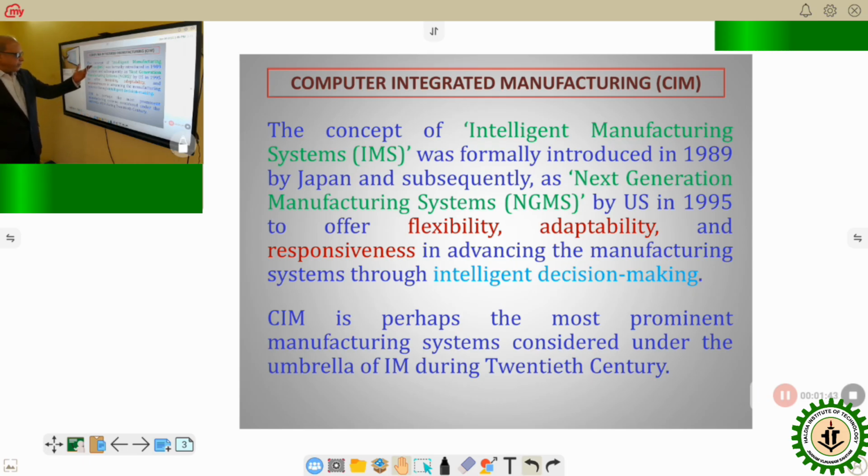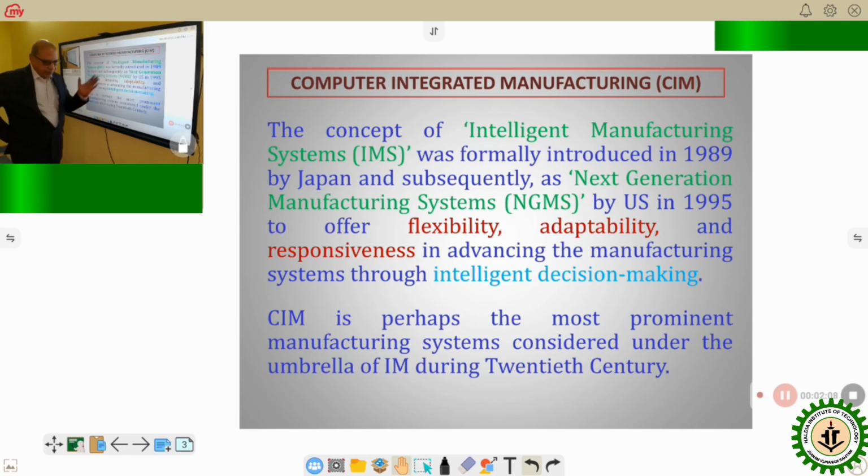So, the intelligent manufacturing system was developed in 1989 and subsequently in 1995 by the US with a different name. The objective is the same, to advance the manufacturing activities through automation and widespread computerization. CIM was the most prominent manufacturing system paradigm considered under the umbrella of IMS during the 20th century.